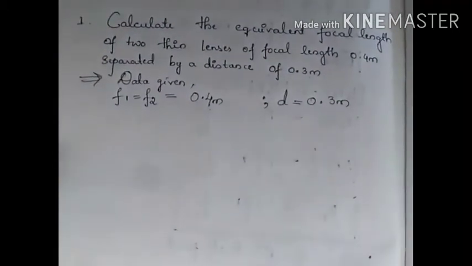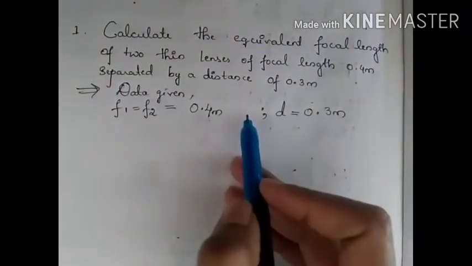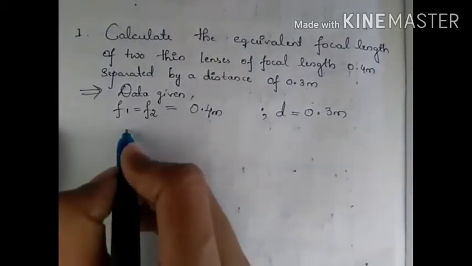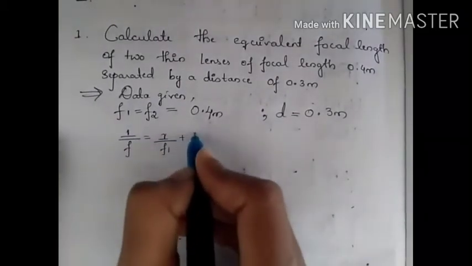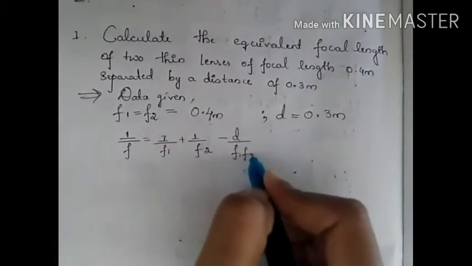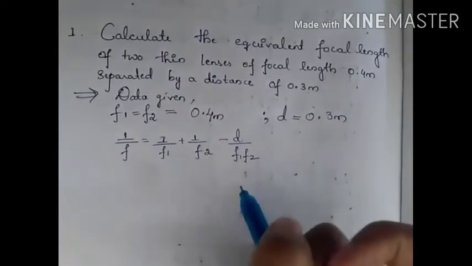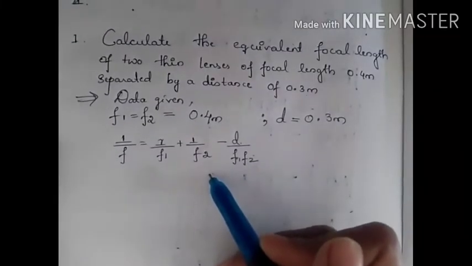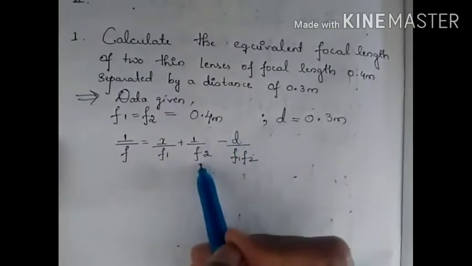We have found the formula for the equivalent focal length of two thin lenses when they are separated by a finite distance. The formula is 1 by f is equal to 1 by f1 plus 1 by f2 minus d divided by f1 f2. So what is d here? d is the separation distance between two thin lenses, and f1 and f2 are the focal lengths of the two thin lenses. Now let us substitute the values in this equation.